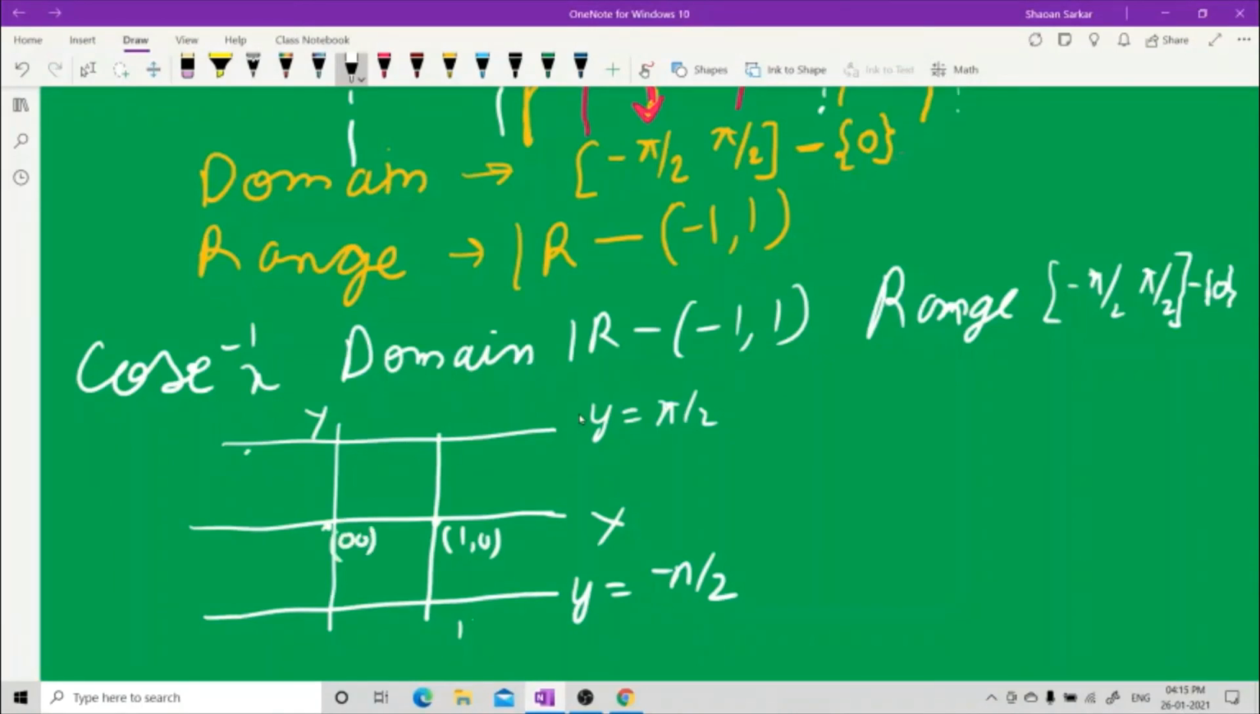And this line is my -1. This is -1 comma 0. So now what I have, this is my x equal to 1 and this is my x equal to -1. This is the portion. The graph won't be here.